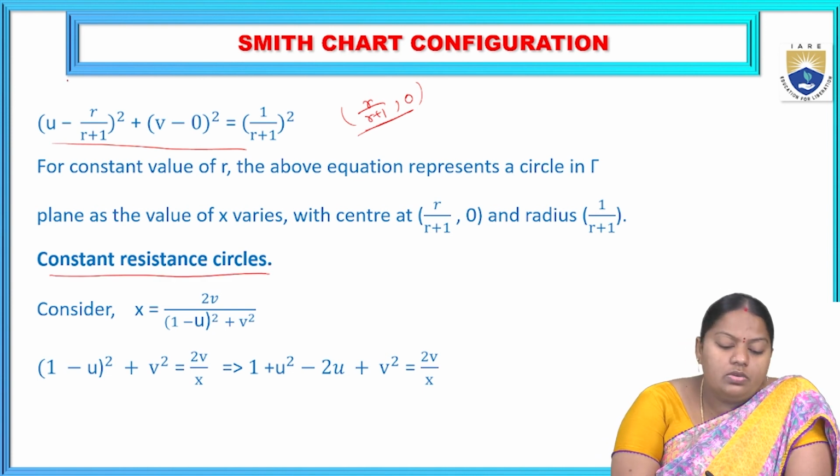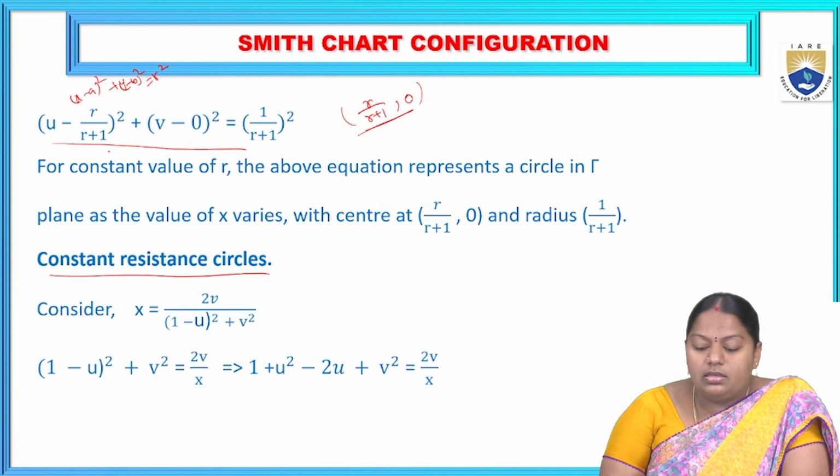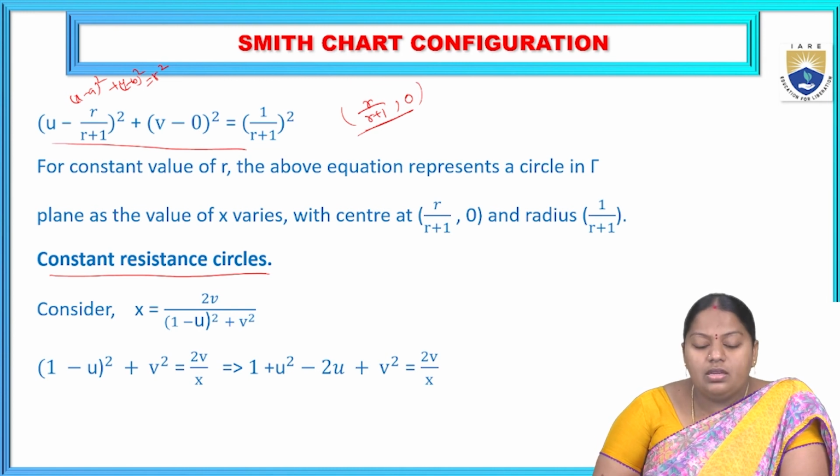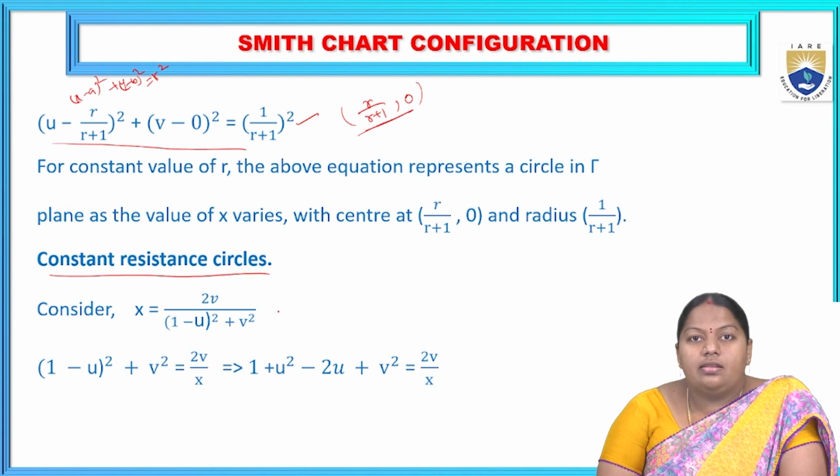This looks like (x - a) whole square plus (y - b) whole square is equal to r square. Here a and b represent the circle center, and those are given by (r/(r+1), 0), and the radius is 1/(r+1). So this equation is called the constant resistance circle.